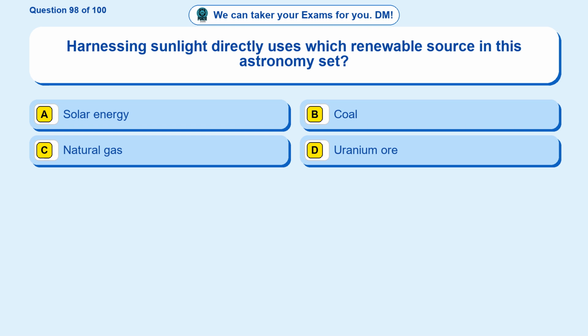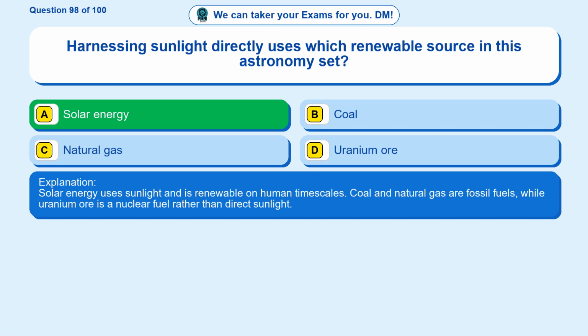Question 98. Harnessing sunlight directly uses which renewable source in this astronomy set? Option A, solar energy. Option B, coal. Option C, natural gas. Option D, uranium ore. The correct answer is option A, solar energy. Solar energy uses sunlight and is renewable on human time scales. Coal and natural gas are fossil fuels, while uranium ore is a nuclear fuel rather than direct sunlight.